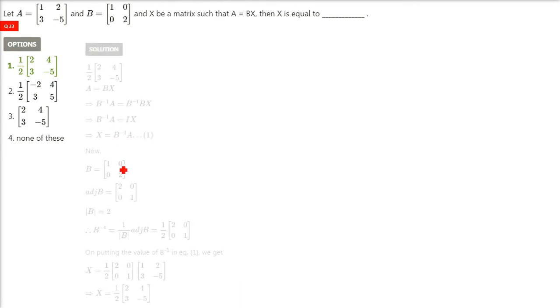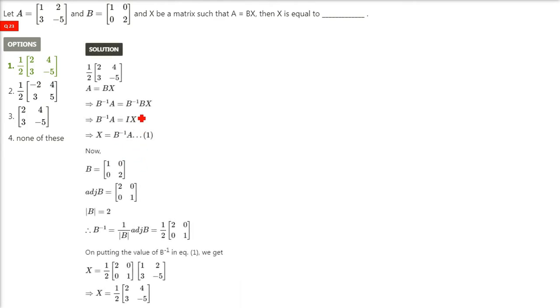A is this, B is this, and X is a matrix such that A equals BX, then X is equal to... So I'll show it to you here only. The first one is the answer. This is the solution. But how did it come? So A equals BX. Now multiply both sides by B inverse. What do you get? B inverse B is I. B inverse A equals I into X. I into X is X only. So X equals B inverse A.